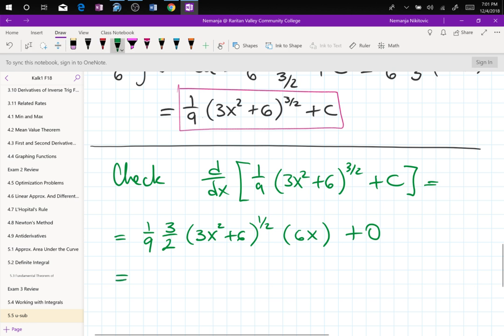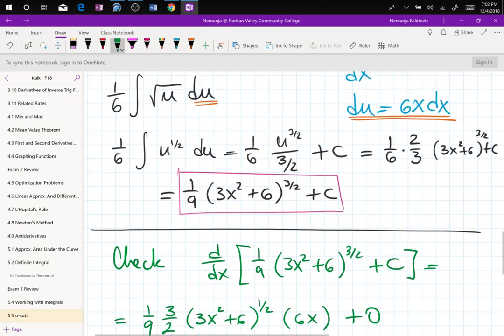Now, I have 3 times 6x, that's 18x, divided by 9 times 2, which is also 18. And then this one is good old square root of 3x squared plus 6. 18 cancels, and there's your x times the square root. Woohoo. So it's good. We got our problem back.